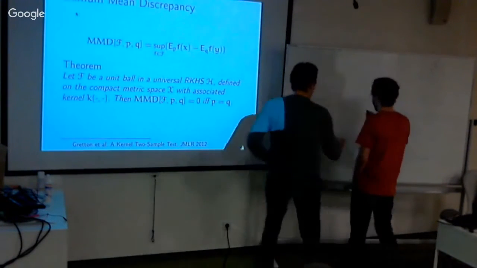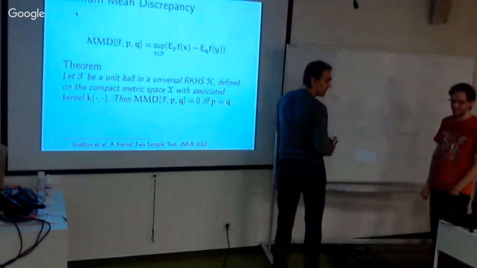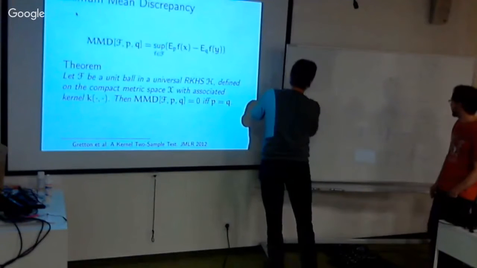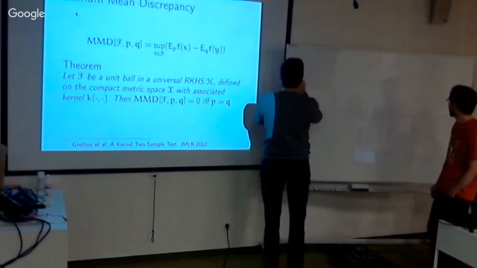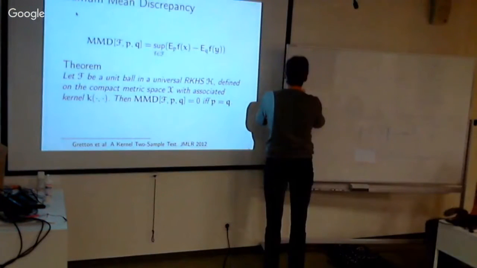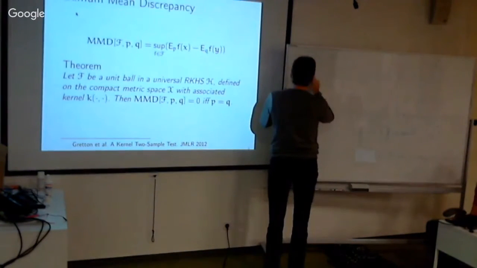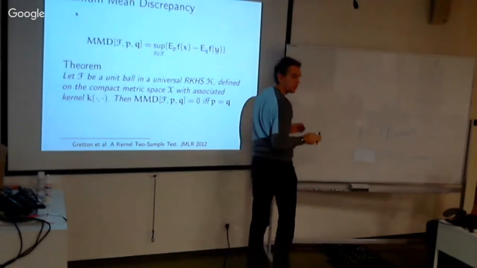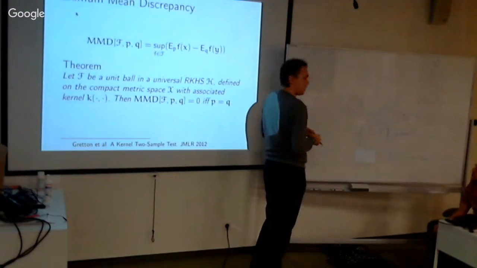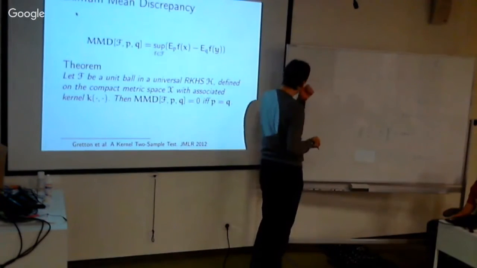Let me try. Let us consider such a simple case: two elements from the Hilbert space, which both are finite combinations of kernel functions. So this is f of x, this is g of x, which is the sum of beta j, k of x, y j. Why do you write two arguments? This is a function also, a function of x. Oh, okay, you have x, comma, x i. Okay.